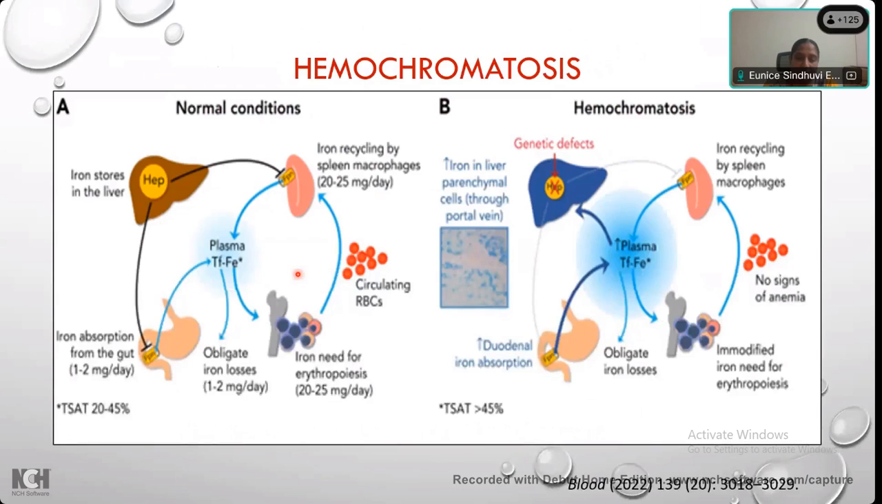So iron deficiency is one spectrum. Iron overload is the other spectrum of iron metabolism. So in normal conditions, iron stores in the liver and absorption are regulated by hepcidin. When there are genetic defects which lead to decreased hepcidin, there is increased absorption of iron from the duodenum, which leads to increased iron in the circulation and increased deposition in the liver. So you have iron overload.